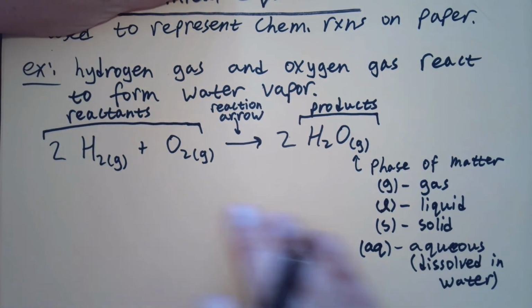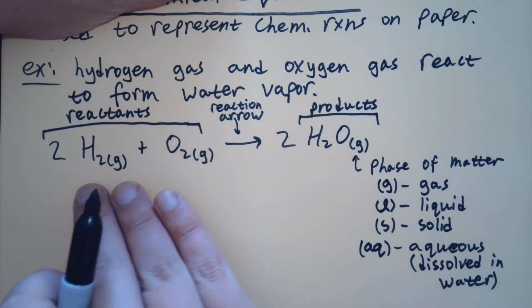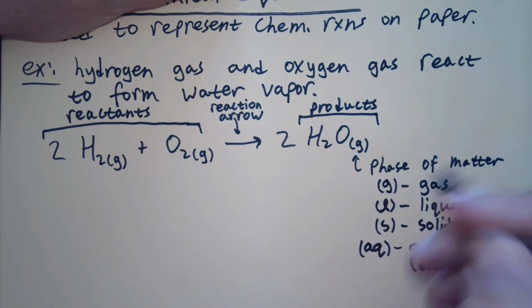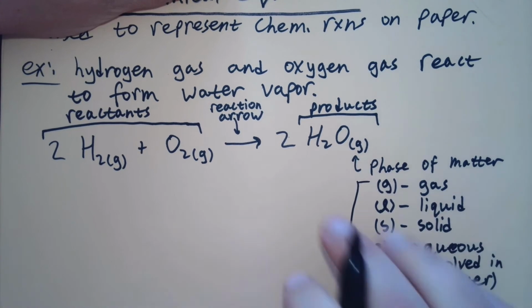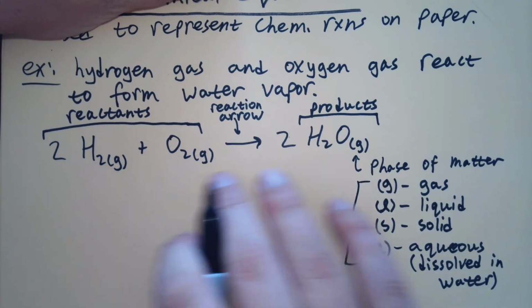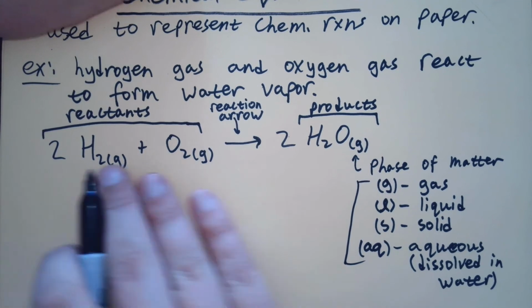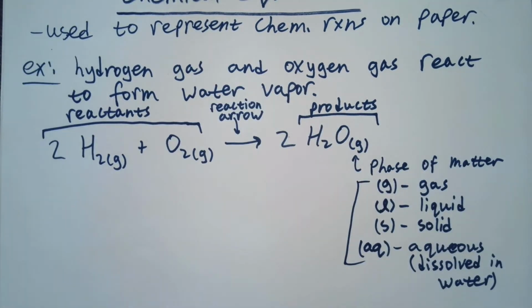And so every species has this phase of matter, and they all have their chemical formulas. Alright, and so what is happening here is, these molecules come in contact and they rearrange into a new molecular product.